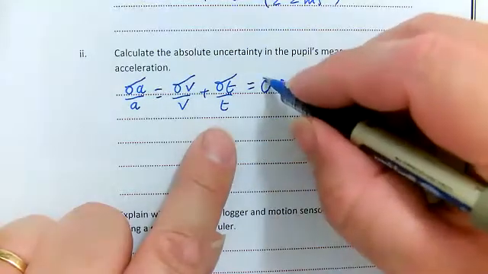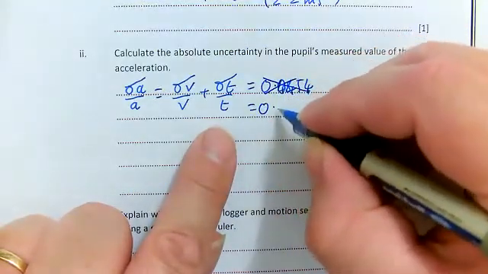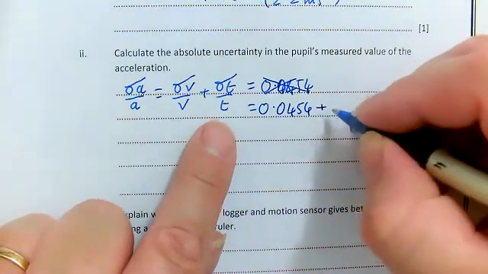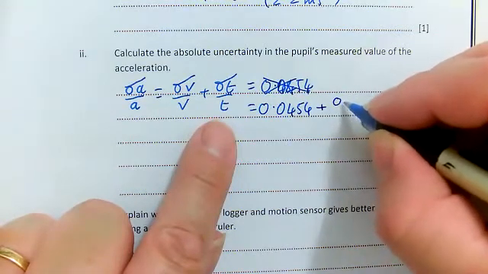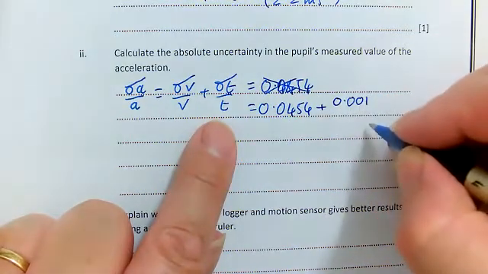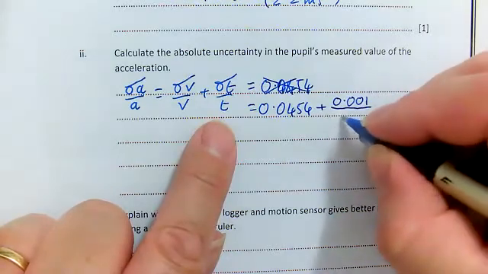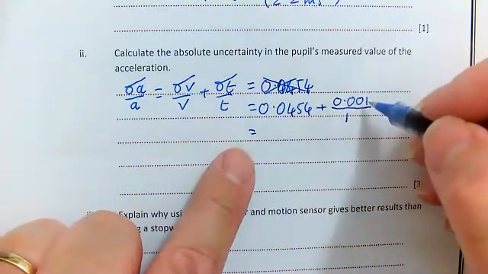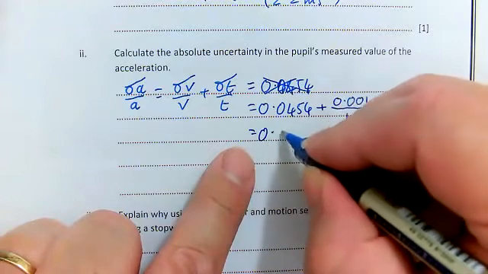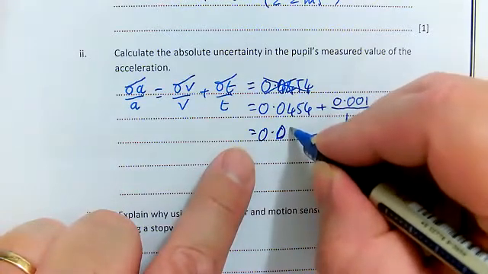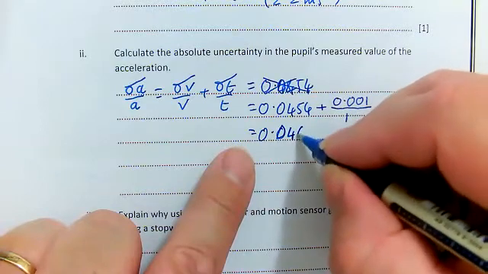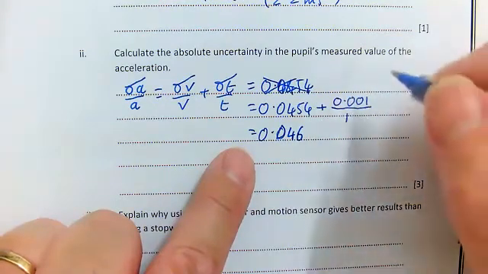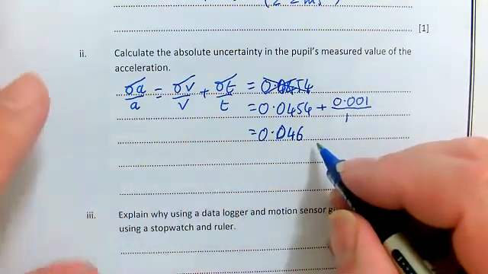Now, I've not been clear here, so I'm going to put a cross. 0.0454 plus the percentage uncertainty in T, which is the uncertainty in the value. Well, it's nearest millisecond over time, which was 1. So it's 0.0454 plus 0.01. So it's 0.046. Well, I'm going to ignore that decimal place there. So that we know now it's 4.6%.